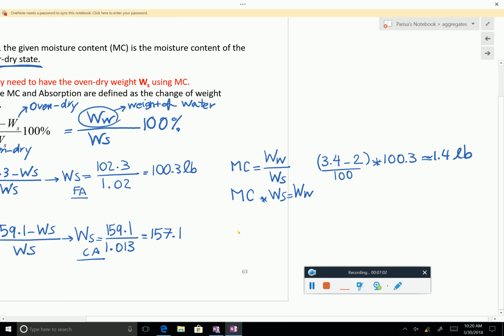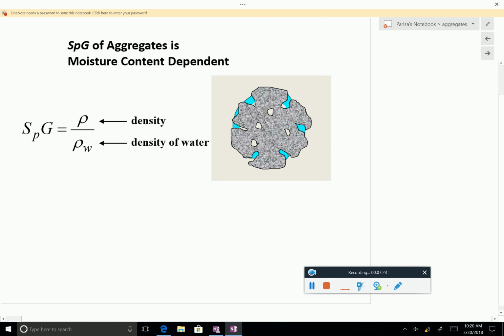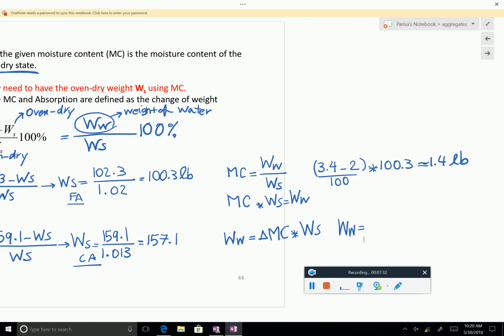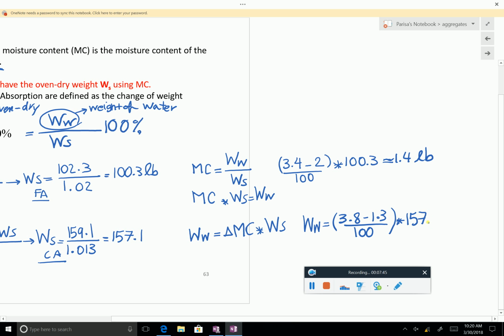So what do we have here? The same thing, the weight of water here would be basically the change in moisture content times WS, and here we want to go from 1.3 to 3.8. Someone has the number? 3.93 pounds. 3.9 sounds correct, thank you.